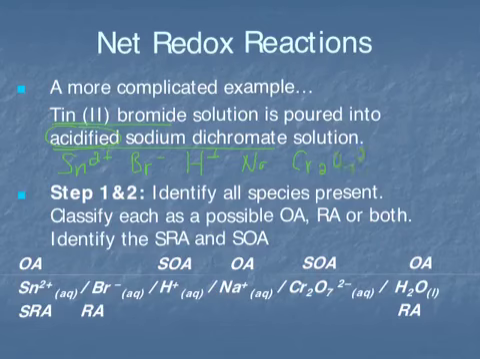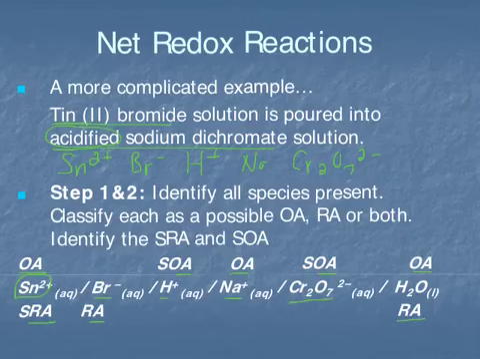Looking at our reduction half reaction table, we see that tin 2 plus is both an oxidizing agent and a reducing agent. Bromide, Br minus, is a reducing agent. H plus could be used as an oxidizing agent. Sodium ion is an oxidizing agent, and dichromate is an oxidizing agent, and water is both an oxidizing and a reducing agent.